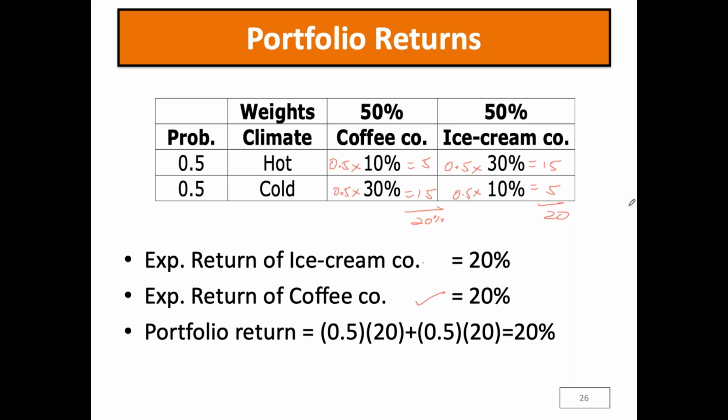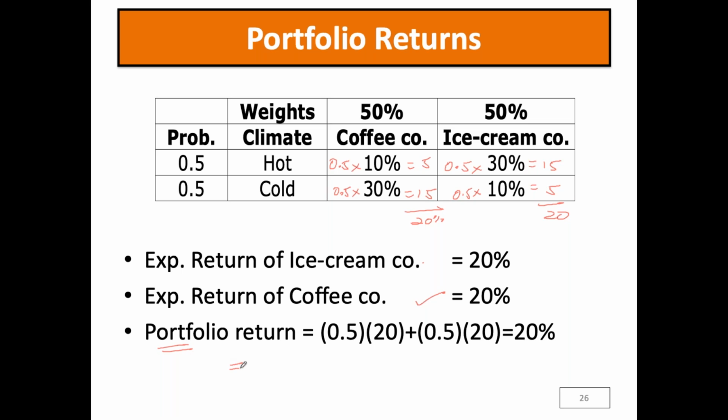If I'm exposed to such situation, as a layman, what will do? कुछ समझ में नहीं आ रहा है ना, आधा आधा दोनों में इन्वेस्ट कर देते हैं. So I would be investing 50% in coffee company and 50% in ice cream company. दोनों में आधा आधा इन्वेस्ट कर दिया. So I am creating a portfolio. And how to find out return on a portfolio? That is also simply weighted average of individual securities returns.